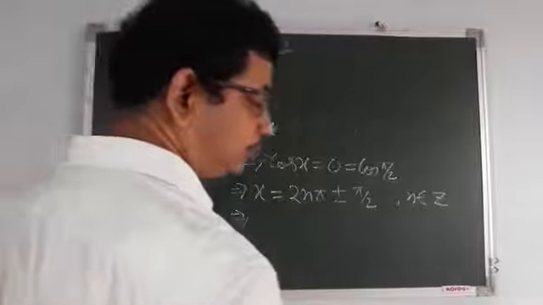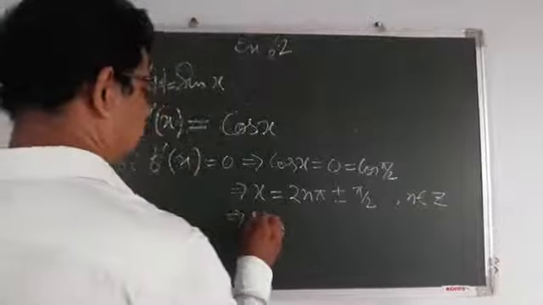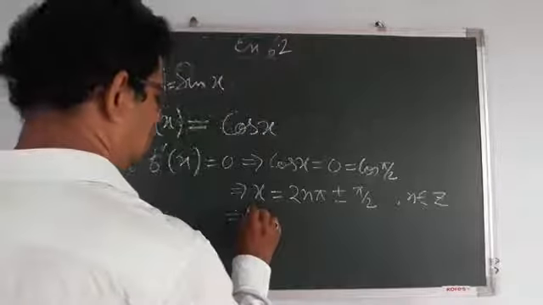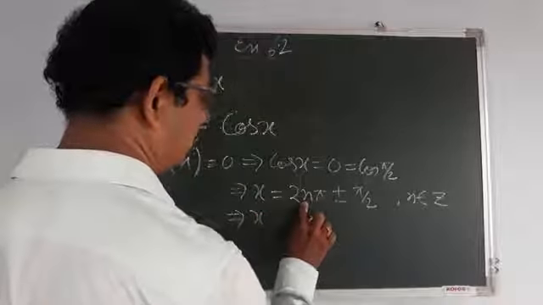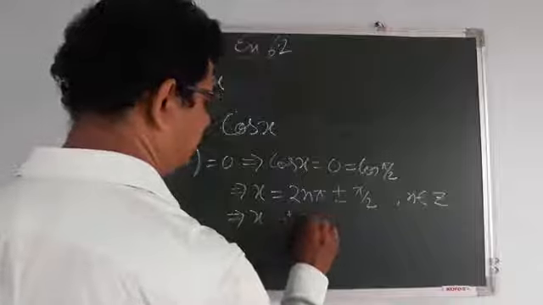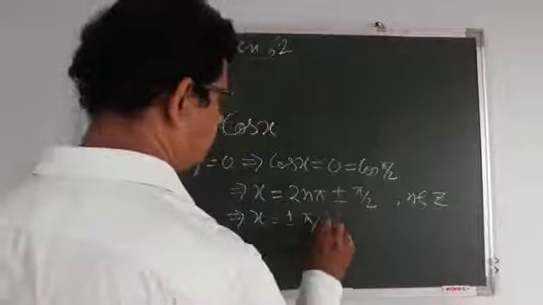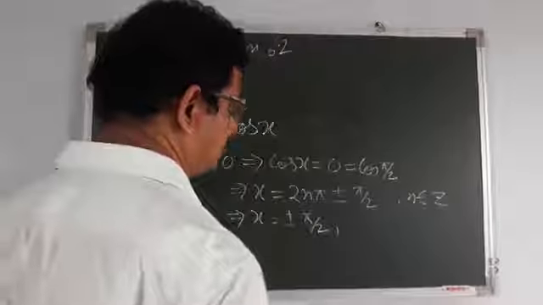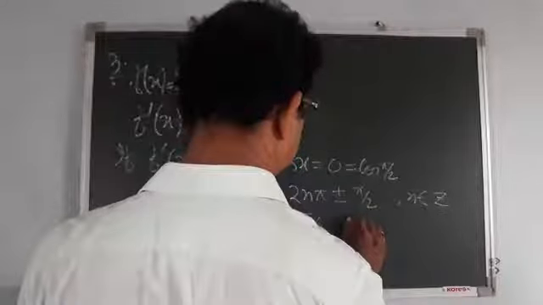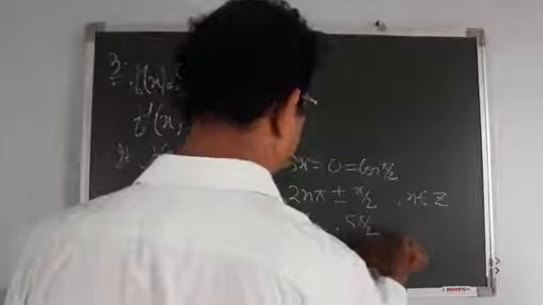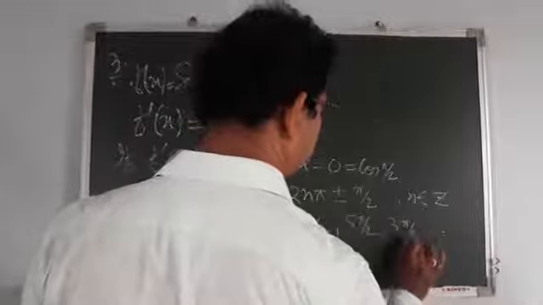If we put n equal to 0, then it is plus minus 90. Other values, if we put suppose 1, twice pi plus minus pi by 2. So with plus it is 5 pi by 2, and if minus is there, then it is 3 pi by 2. That's why so many values we will get.